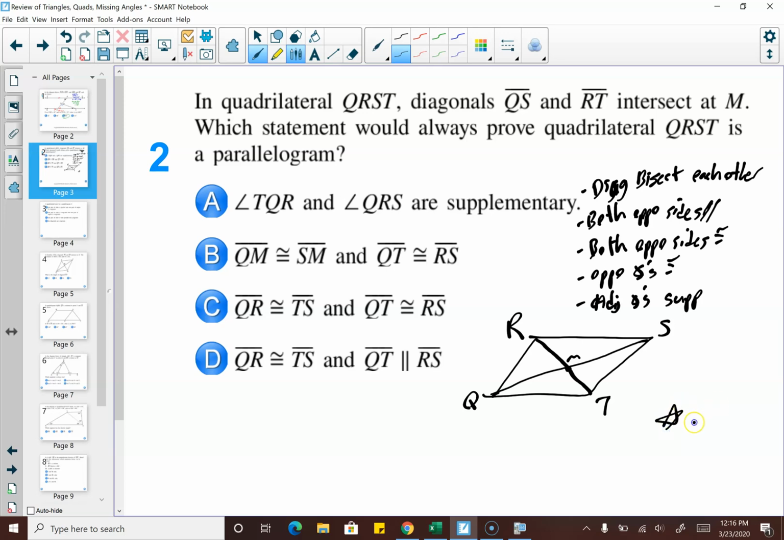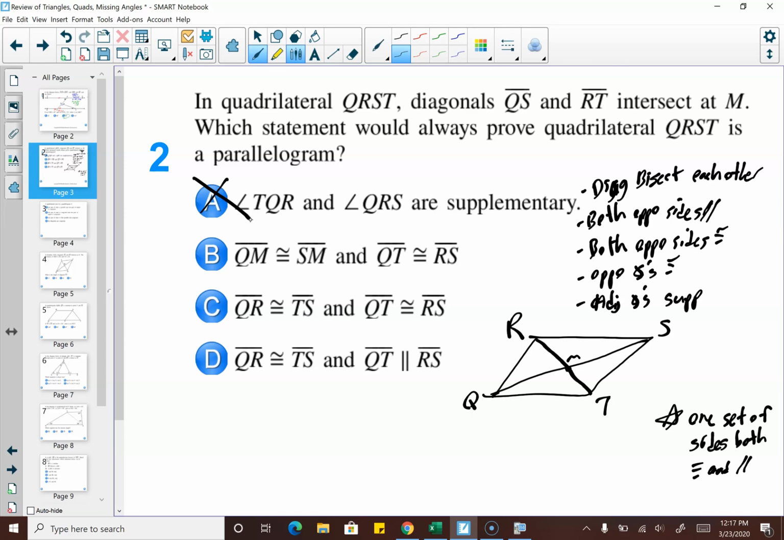And remember, there was that hidden property that had one set of sides both congruent and parallel. Okay, so a lot of our stuff spoke here about both sets of sides parallel, both sets of sides congruent, but if you can get one set of sides to be both congruent and parallel, then that's going to be your answer. So if we look here, TQR and QRS are supplementary. Again, that's only one set. It doesn't prove that they all are.